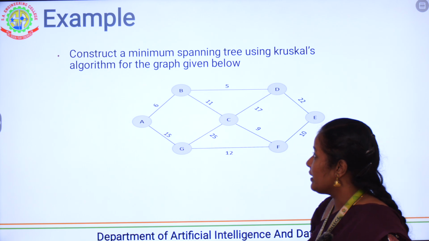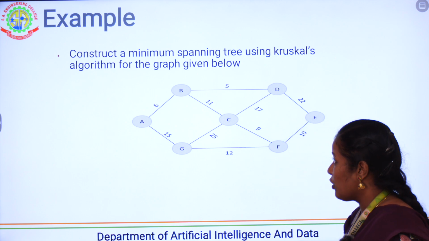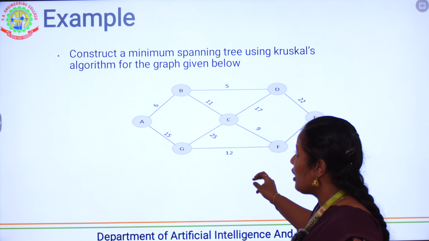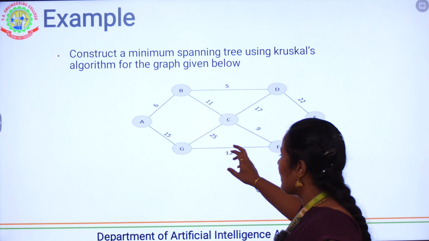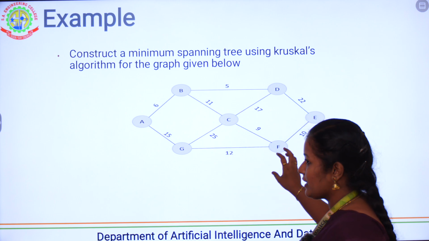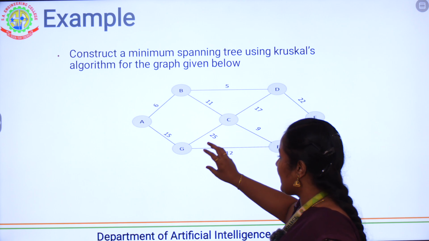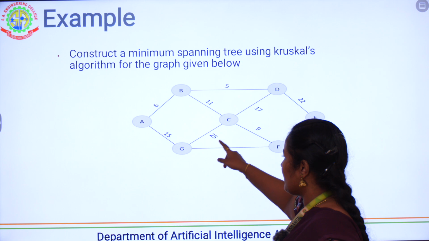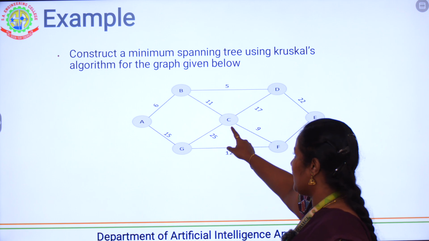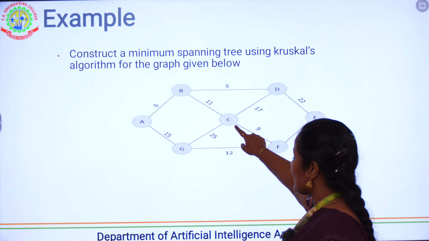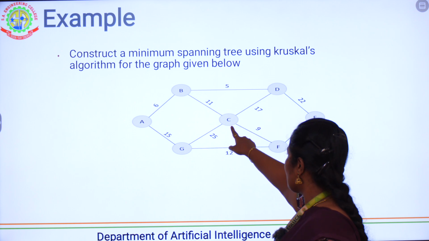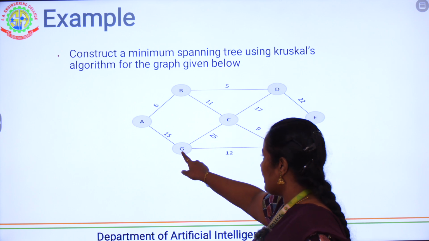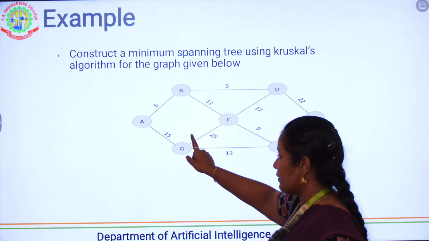The example for Kruskal's algorithm: construct a minimum spanning tree using Kruskal's algorithm for the graph given below. First of all, we take C as the middle node. It is connected with the B, D, F and G nodes, and the weighted values are B to C is 11, C to D is 17, C to F is 9, and C to G is 25, and the G node is connected with A. Its weighted value is 15.